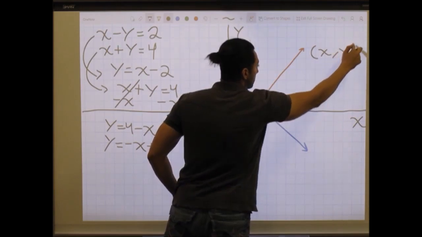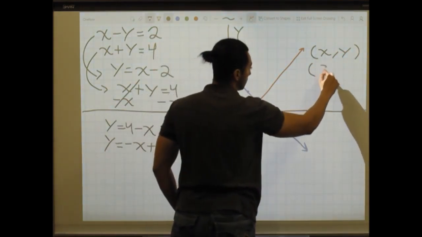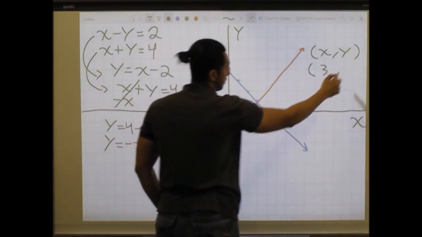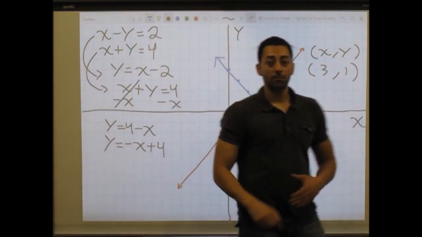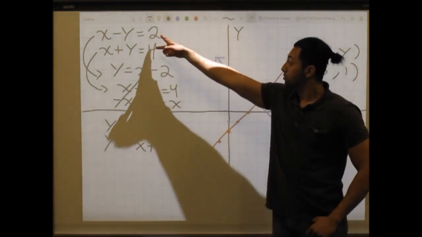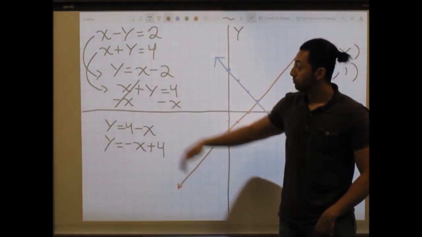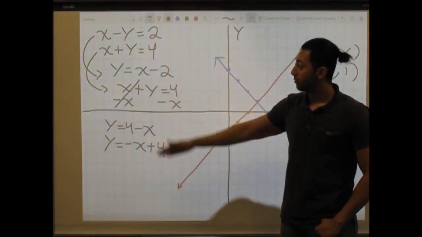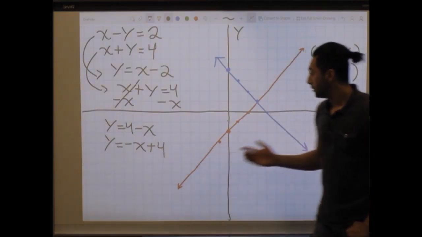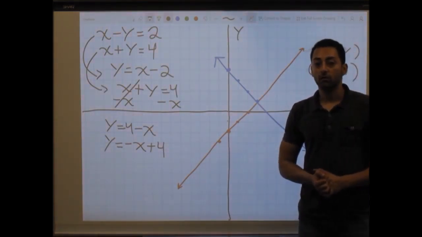So the solution would be an ordered pair, and my x value would be 3 and the y value would be 1. So (3, 1) is the solution to the system of equations that we started out with earlier. I just wanted to refresh a little bit about how we graph lines. First we drew them out and saw the intersection point. So that's one way we got the solution out.